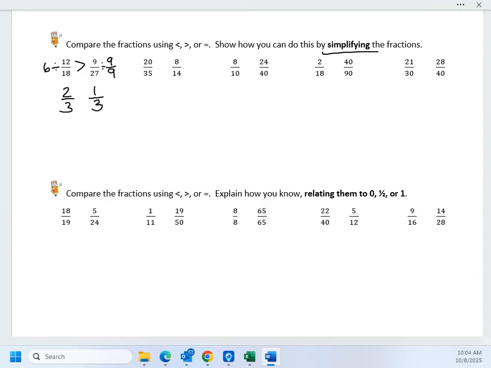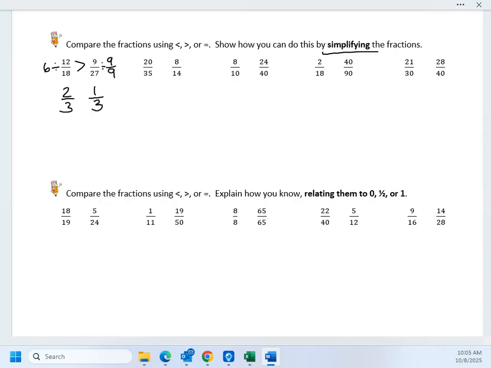So that first row, you are finding equivalent fractions to get that common denominator. The second row, we're simplifying it down to the same denominator. So if you have these big fractions, 20/35, simplify it down. See how low you can go. And then see if the other fraction you can simplify to that same number. Okay? Then you're going to compare them.